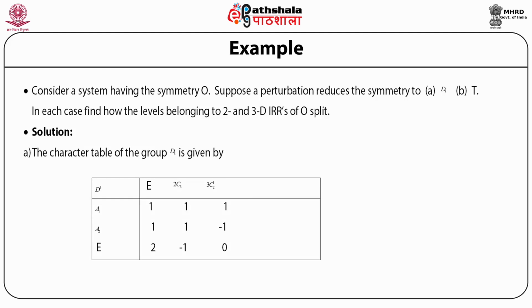The group D3 has 6 elements. It has 3 classes and 3 irreducible representations, 2 of dimension 1 and another of dimension 2. So these three are shown in the character table on the slide. Now, the character table of the group D3.